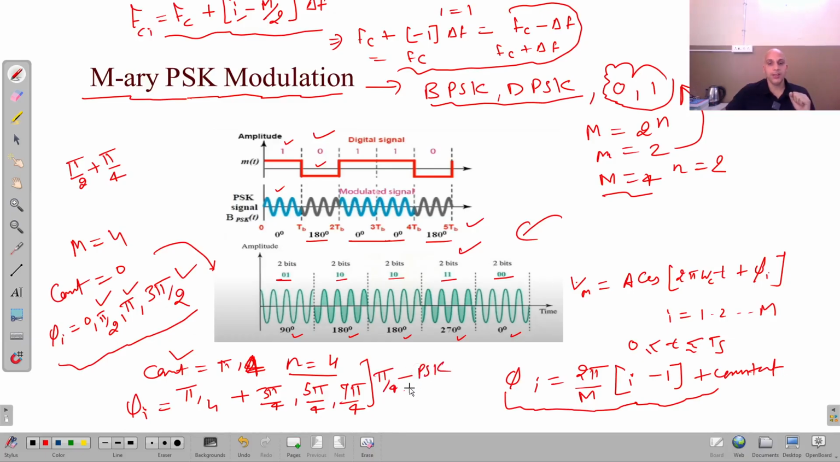And this is simply called M-ary phase shift keying when the constant is taken as 0. So these are the different M-ary modulation techniques that can be utilized to decrease the requirement of the bandwidth, to increase the power efficiency, increase the bit rate, and increase the amount of data sent per unit time. So all these things can be improved by utilizing M-ary modulation, right?